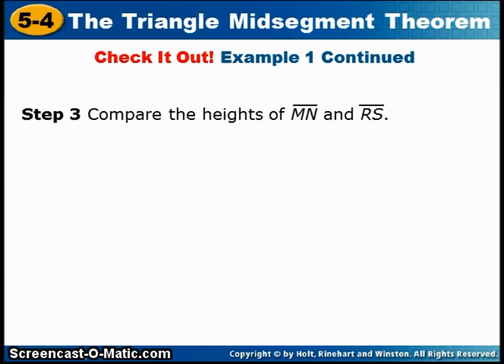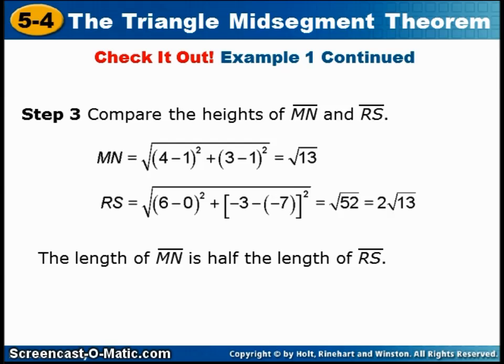Now I want you to compare the lengths. Remember, we're looking at the distance from M to N and the distance from R to S, so you'll have to use the distance formula. Pause the video so you can work this step out. Alright, you should have gotten the distance from M to N as the square root of 13, and for R to S, the distance comes out to 2 square roots of 13. So the length of segment MN is in fact half the length of segment RS.